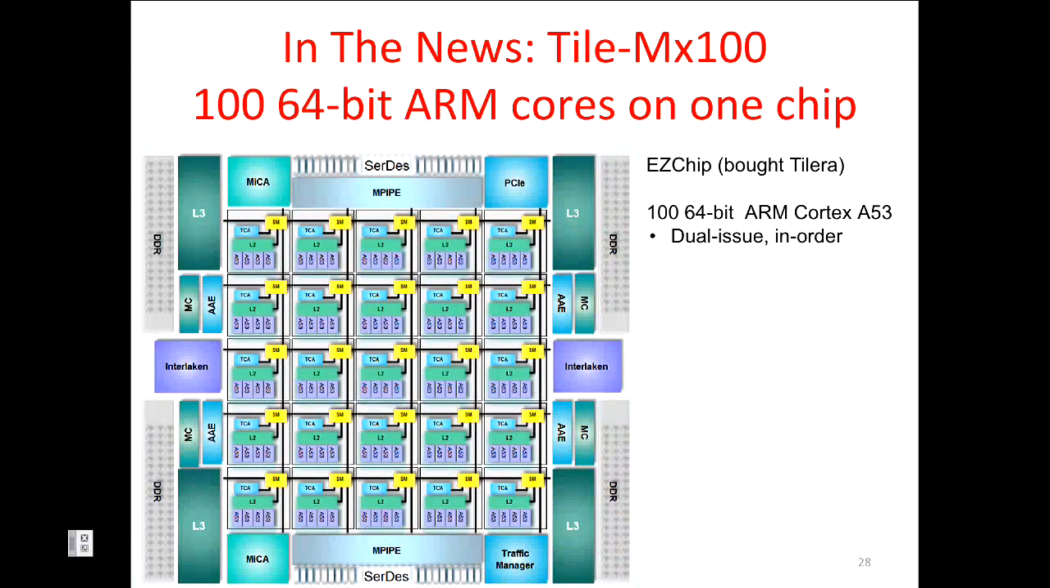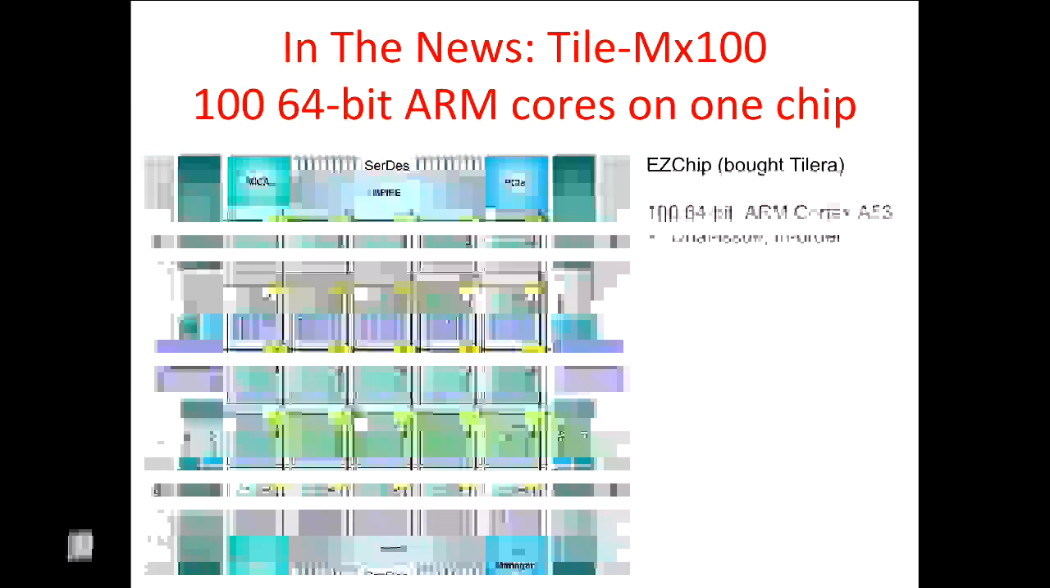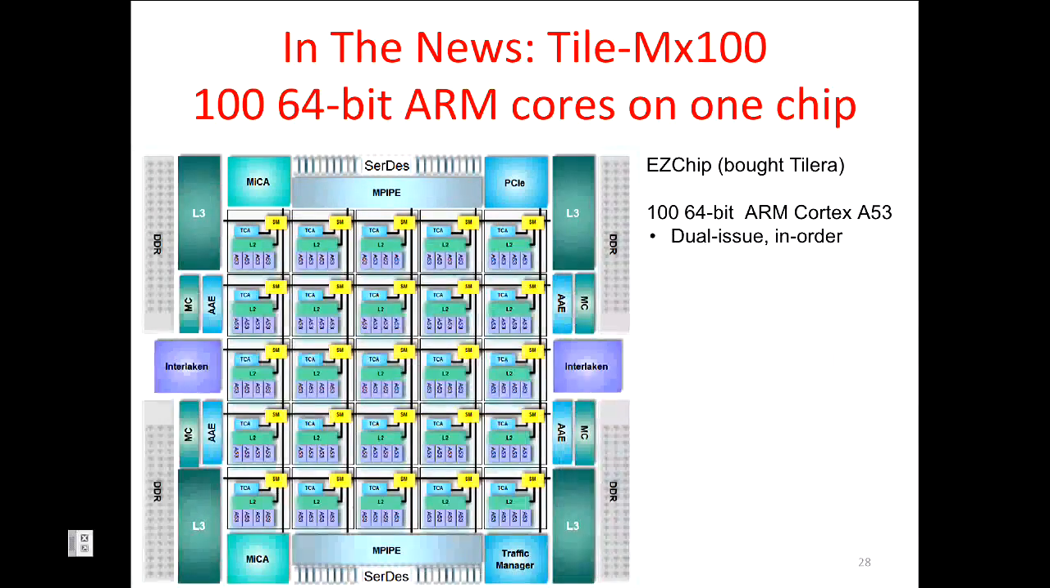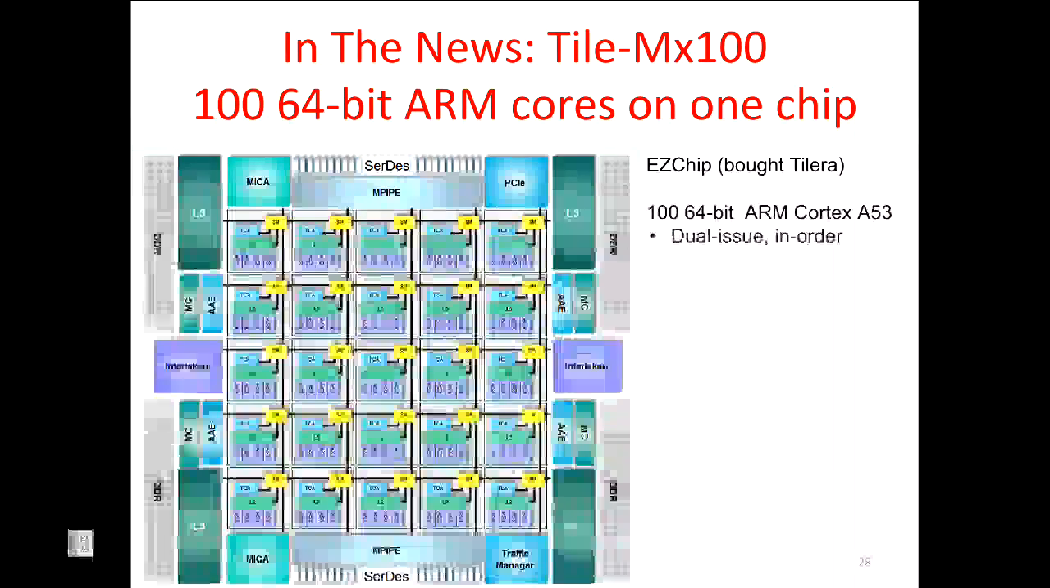Here's a little piece of news. The Tile MX100 just came out, and this has 164-bit ARM cores on one chip. Sort of a cool thing. It's a gigantic CPU. Dual issue in order. We'll learn what those words mean in the coming few lectures. Basically, this is a behemoth of a machine, right? 164-bit ARM cores on just one single chip. Kind of cool. I wish I could tell you more, but Professor Chrissy knows more. Maybe he'll tell you when he's back. But that's all I got for you for now.